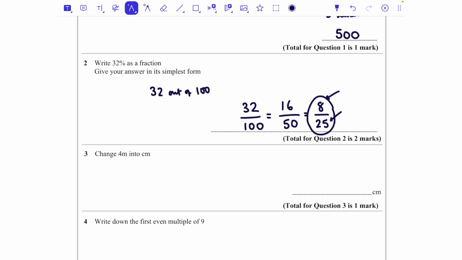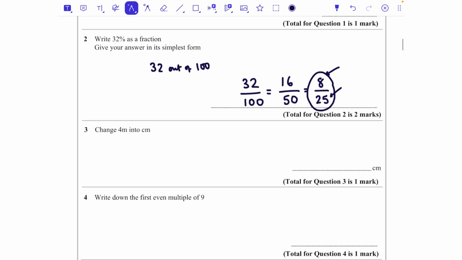Question number 3, change 4 metres into centimetres. So we know that 1 metre is 100 centimetres. So if I want to go from metres to centimetres, I would be multiplying by 100. And if I was going from centimetres to metres, I'd be dividing by 100. Here we're going from metres into centimetres, so that's going to be timesing by 100. So 400 would be my answer there.